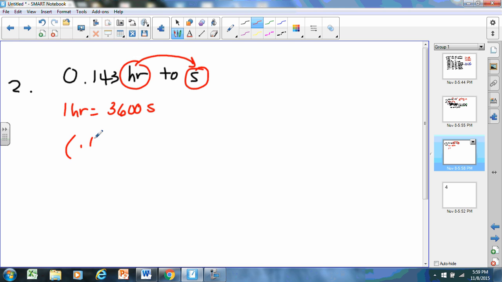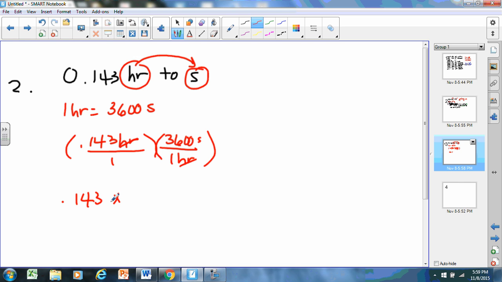And then what goes in the first set of parentheses? Always the original problem. If it's not a fraction, make it a fraction. And then because hours is on the top, 1 hour goes down, 3,600 seconds goes up. This cancels this. If you put in a calculator 0.143 times 3,600 divided by 1 times 1, the calculator actually says 514.8 seconds. But because of sig figs, this number is only good to 3 sig figs.